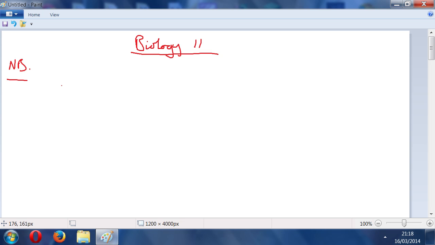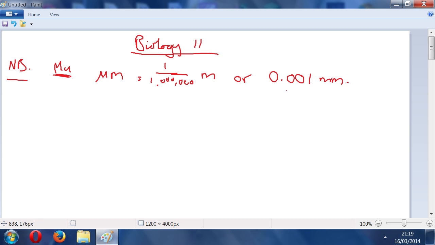So a good port of call here is to look at the units. We've got the micrometer, denoted by mu, which is the 12th letter of the Greek alphabet. The micrometer is equal to a millionth of a meter, or 0.001 millimeters. So if we multiply by 10, then by 100, we get to 0.1. If we multiply by 1,000, we get to a millimeter.